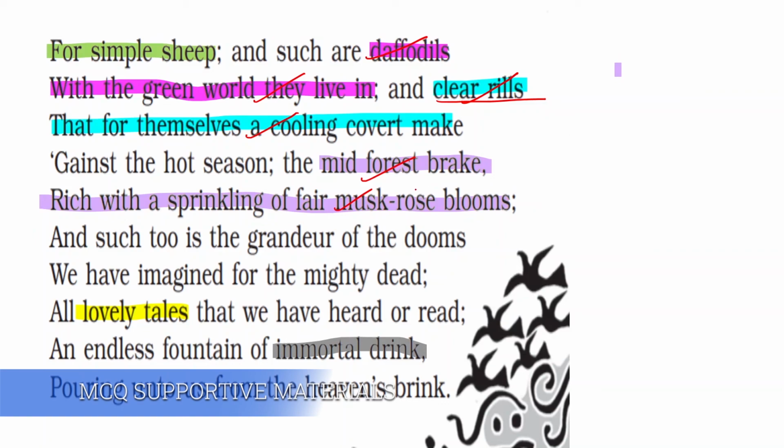That is an imagery. Then lovely tales that we have heard or read. That is also another imagery. Then the endless fountain of immortal drink. Yet another imagery. So the poem is rich with so many poetic devices. If you understand all these poetic devices, you can enjoy the poem very aptly.